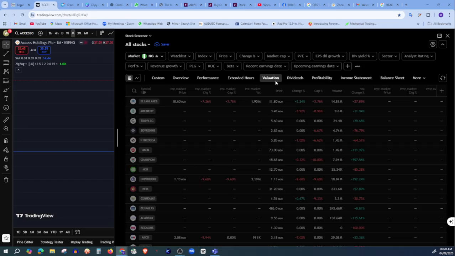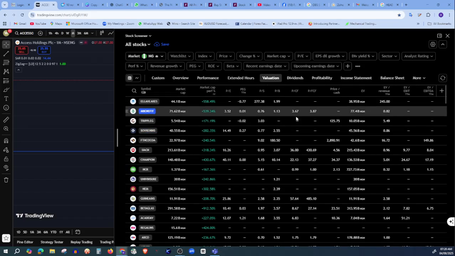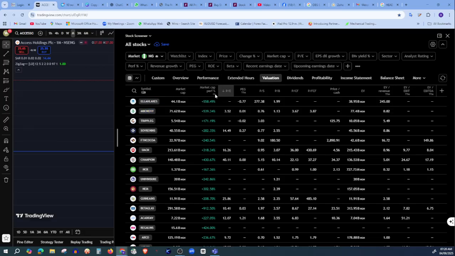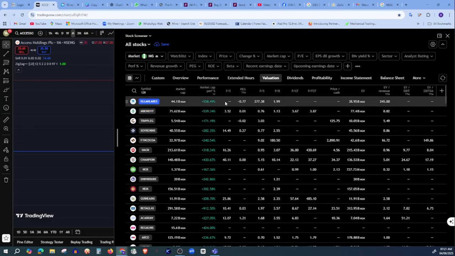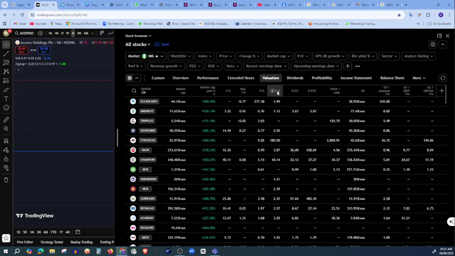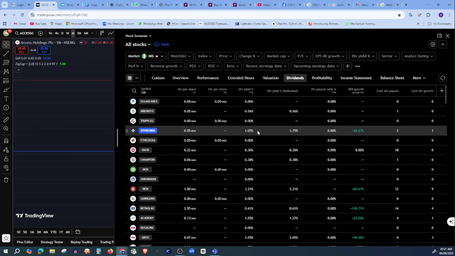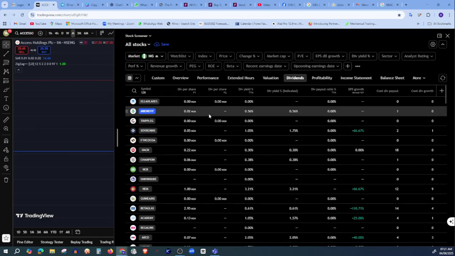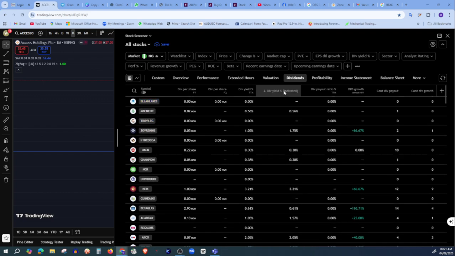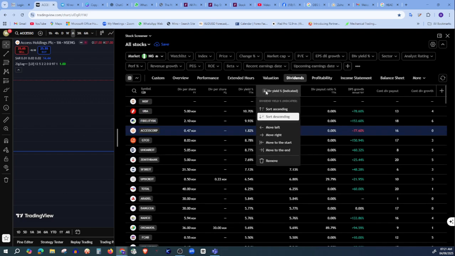Market hours, valuation. I also check valuation here, market capitalization. You can just play around with it. Dividend. This dividend yield also, you can see it here. You can sort it from the lowest to the highest.